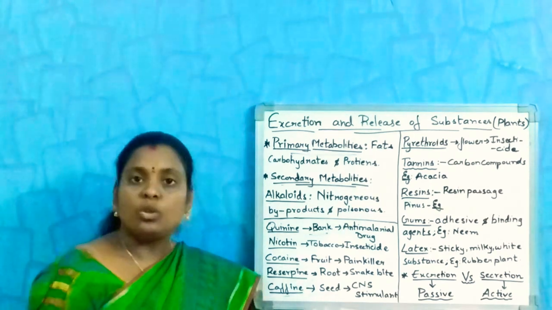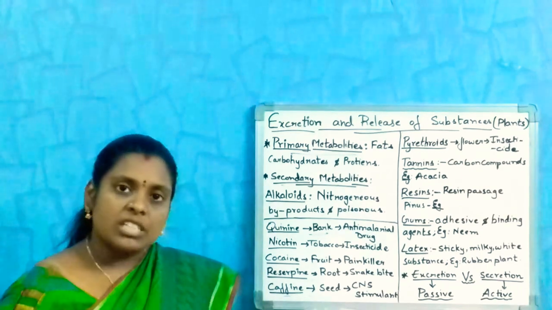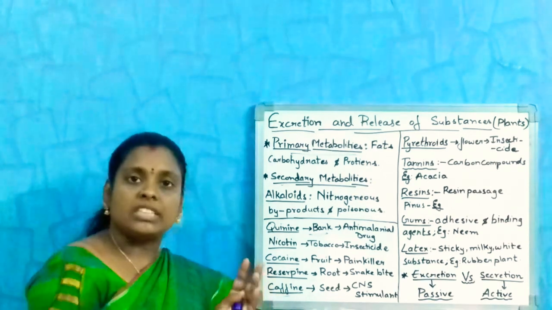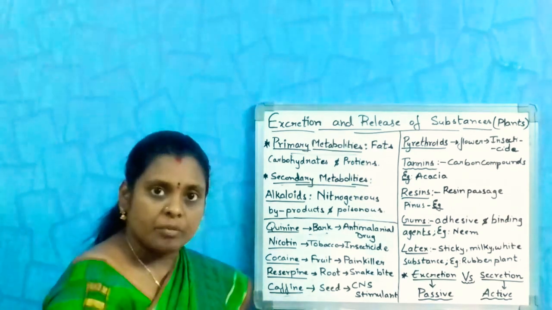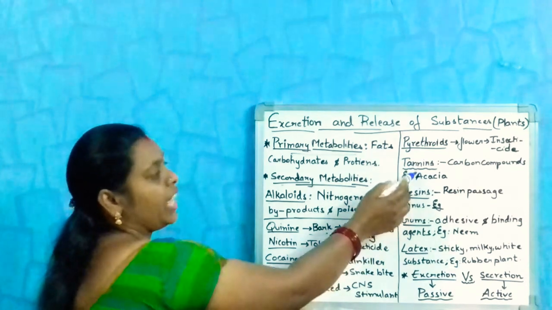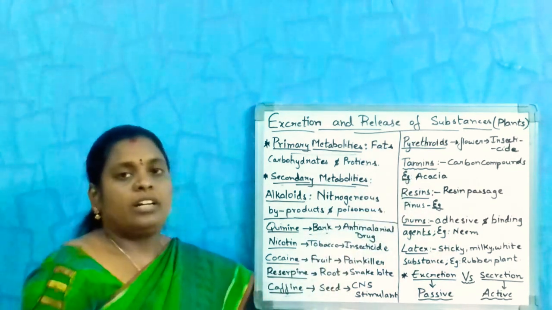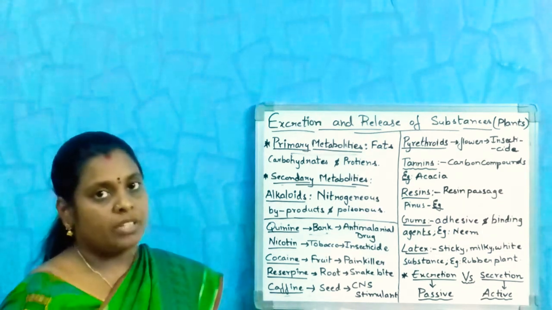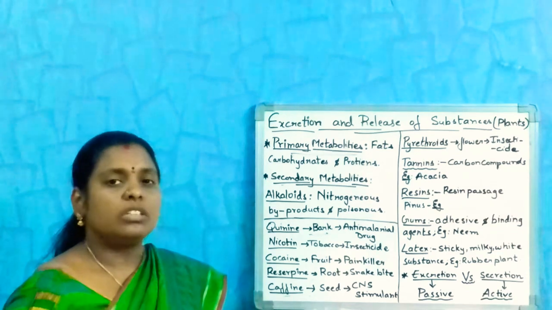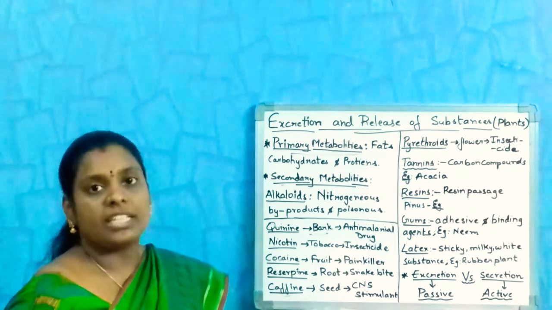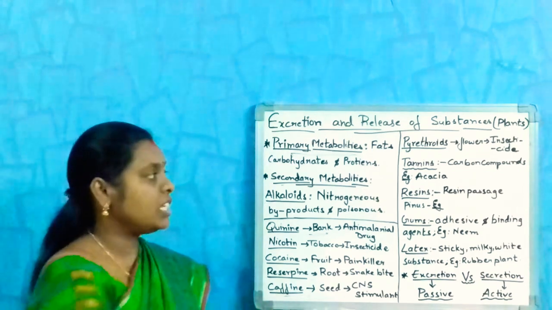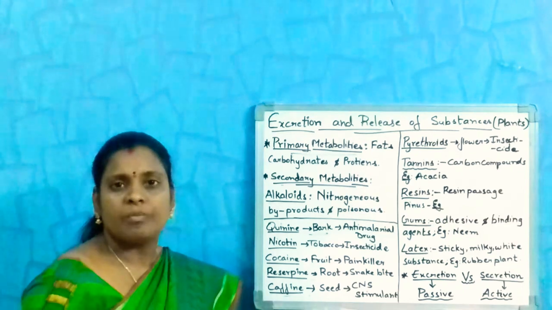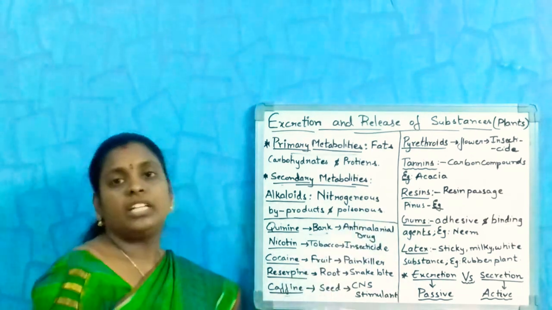These are used as medicines for our use, but there is no use of these alkaloids for the plant. Next, tannins. Tannins are carbon compounds. They are used for tanning leather. In the leather industries, these tannins are used for tanning leather. Examples are acacia and cassia also.